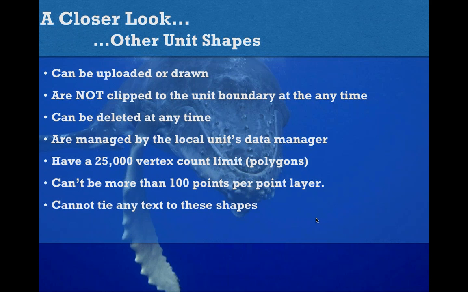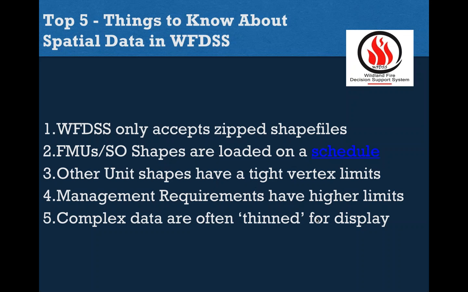I mentioned this earlier, there's that 25,000 vertex count limit. And then you can have a point, a line, or a polygon layer with these, which is pretty cool. The vertex limit on point layers is 100 points per layer, which seems way small, and I recognize that, but we could probably talk for a long time about why the striking difference between polygons and points. For now we'll just agree that it's 100 and live with that. And as I said before, you cannot tie any text to these shapes. They're just in there for reference. And that's other unit shapes.